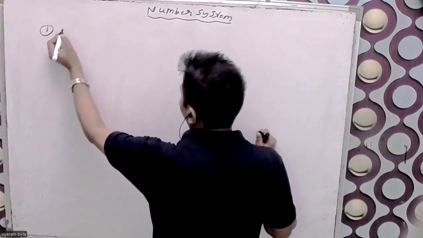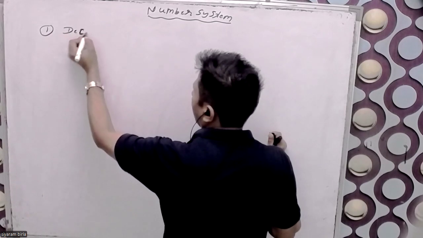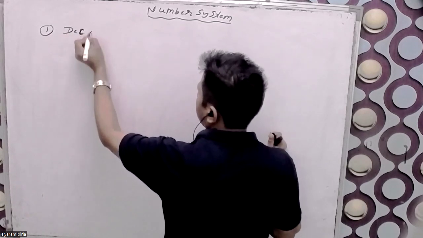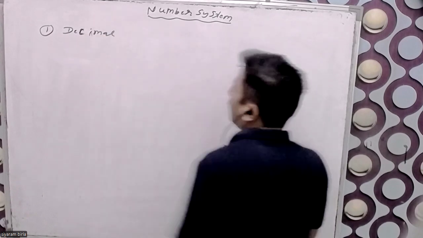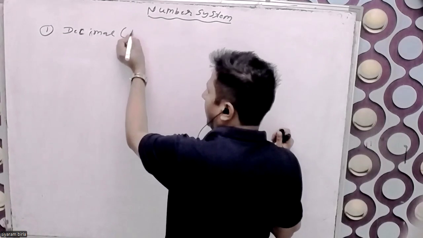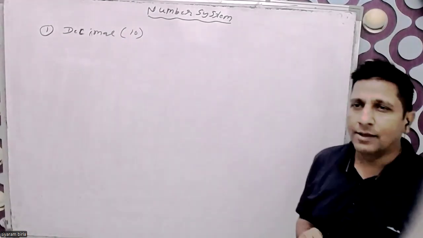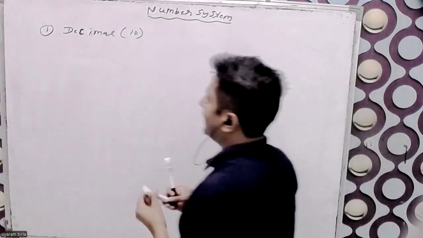There are four types of number system. The first one is the decimal. One is the decimal, and in the bracket that is the 10. It is the base of the decimal. So the first one is the decimal.